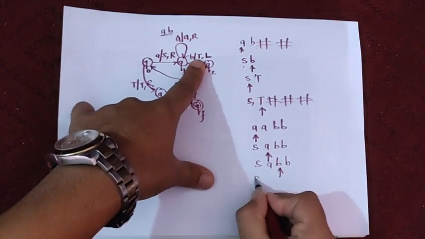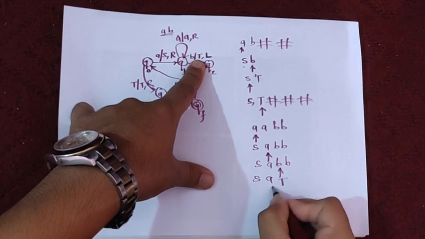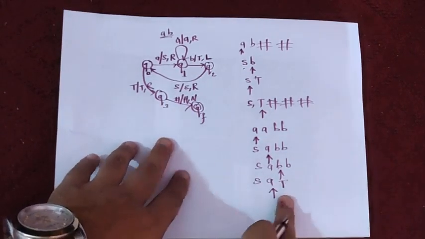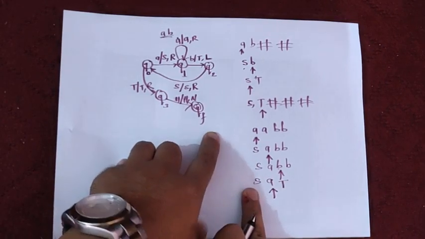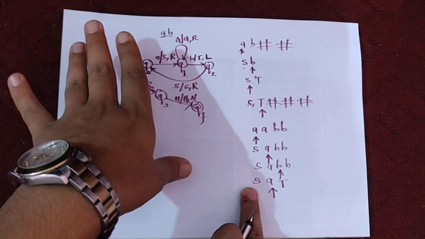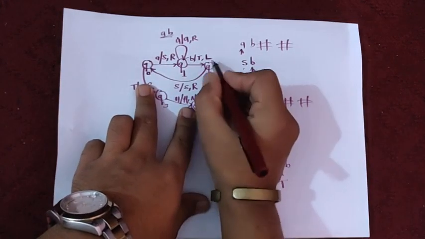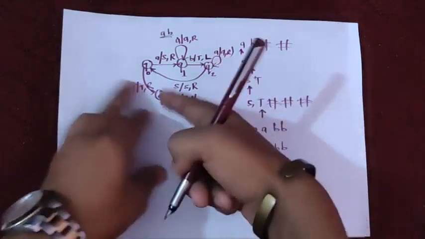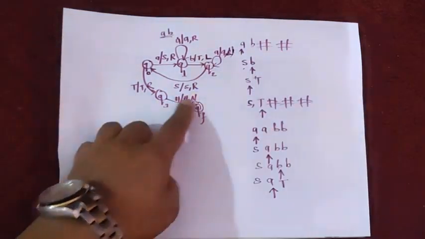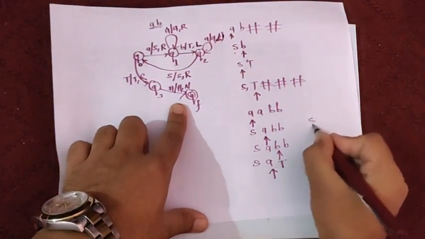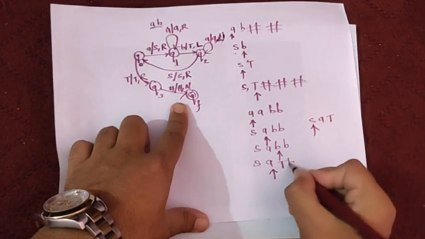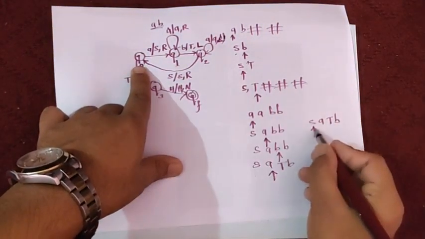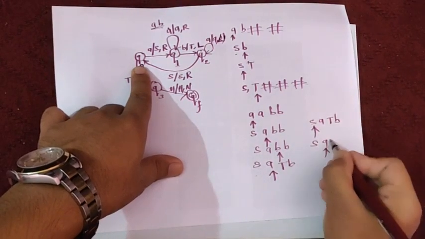So I am writing here. We replace B by T and move left. That means A arises, and until we get S, we have to do nothing and move left, not right, sorry, left. So when S arises, it goes here: S, A, T, and B. When S arises, we again move to Q naught and move right, so it goes to S, A, T, B.